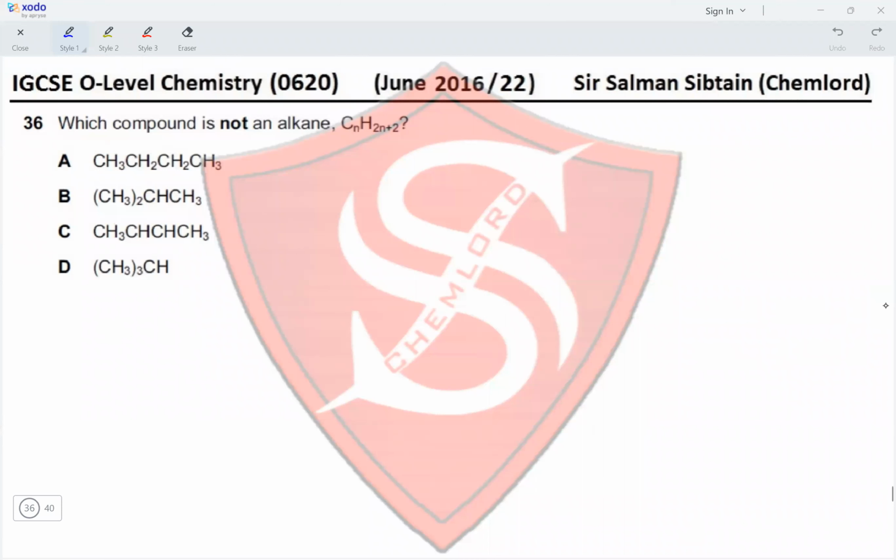Question 36. Which compound is not an alkane? The first one is C4H10. 4 twos are 8 plus 2, 10. This is an alkane. B is C4H10 as well. 4 twos are 8 plus 2 is 10. B is also an alkane.